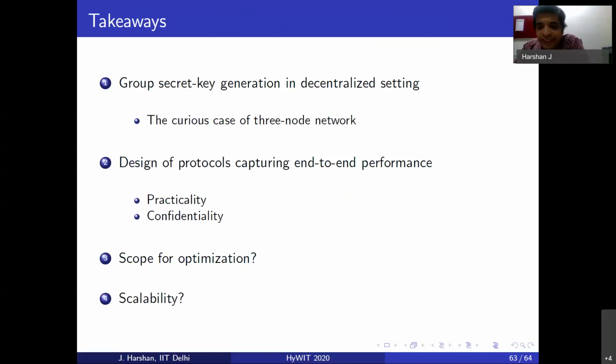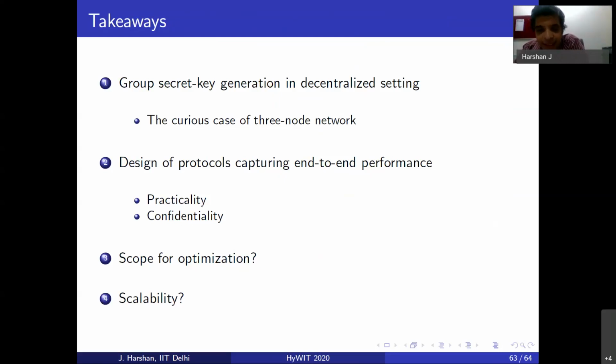Although the setup is very simple, we have seen the challenges in really sharing the common randomness and then synthesizing a key out of it, right? And we have looked at the practical aspects of it. We have also looked at the confidentiality aspects of it as well, right? We are excited about many things here because there is definitely room for optimization at different levels.